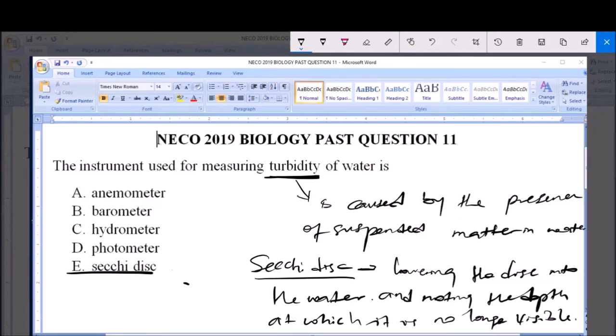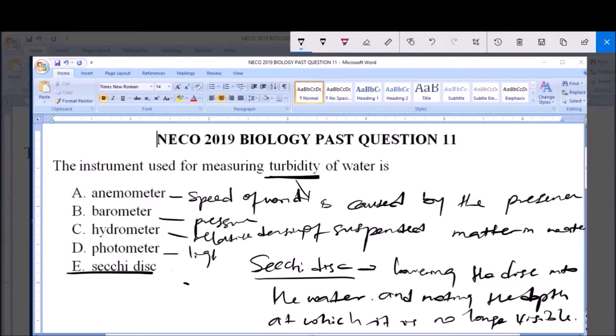Now, the anemometer here, which is option A, is actually used to measure the speed of wind. That's wind speed. Barometer is used to measure pressure. Hydrometer is used to measure relative density, and photometer is used to measure light intensity. But the secchi disc, option E, is used to measure turbidity.